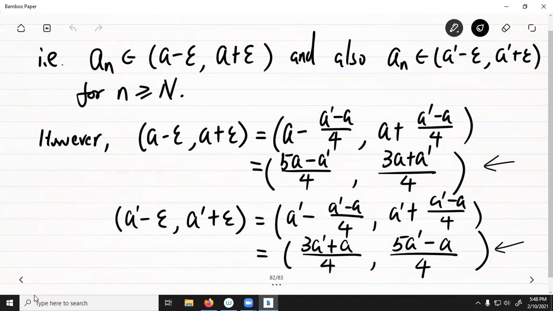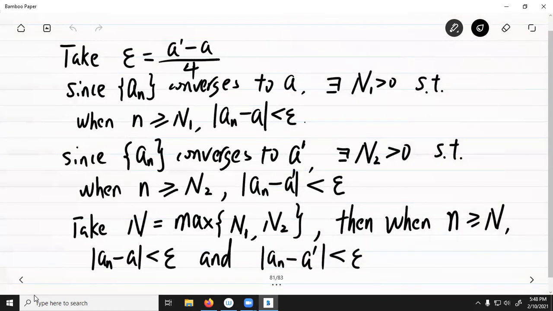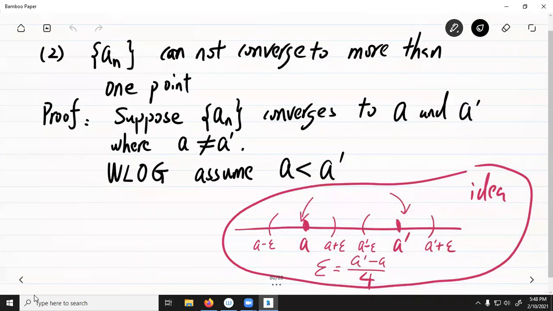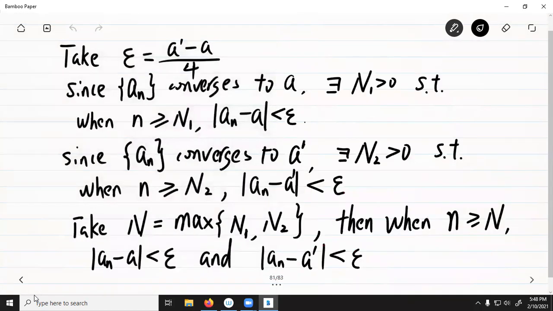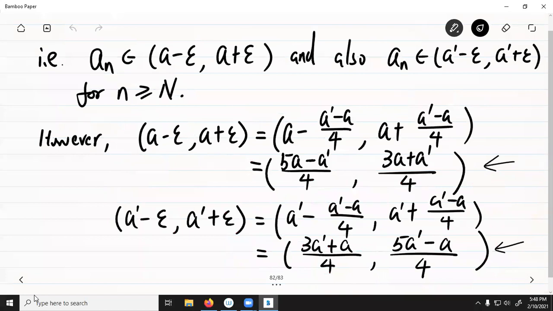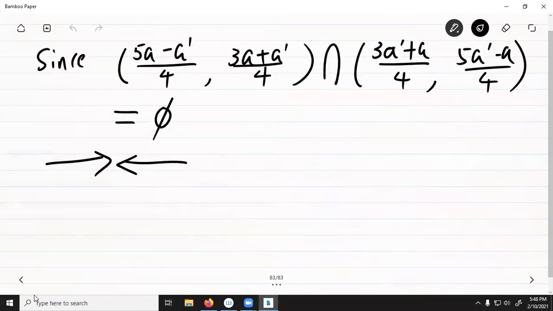All right, impossible. So what's your conclusion? Where does this come from? The problem comes from this one: a is not equal to a prime. If a equals a prime, no problem, right? Because these two intervals will coincide with each other, right? So a is equal to a prime. So that means if it's convergent, it must converge to one point.